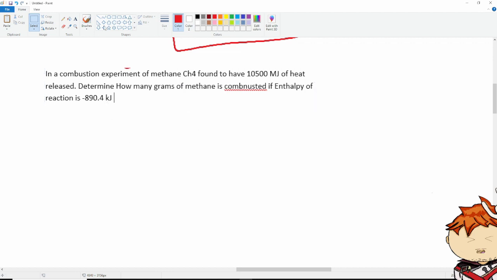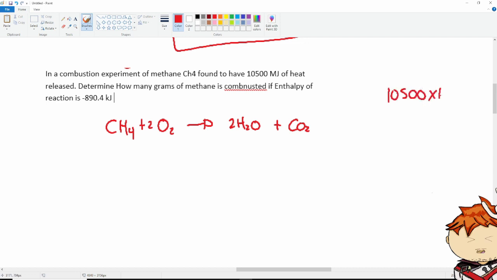Alright, so in a combustion experiment of methane, that's CH4 plus 2O2 going to 2H2O plus CO2, right? 10,500 megajoules, that's a lot of heat, times 10 to the 6 joules. That's mega, right? Heat released. Determine how many grams of methane is combusted if the enthalpy of reaction is negative 890.4 kilojoules.